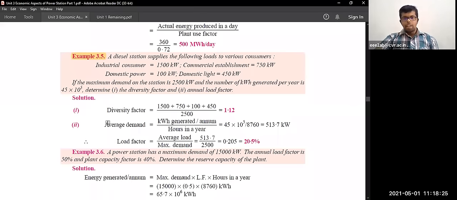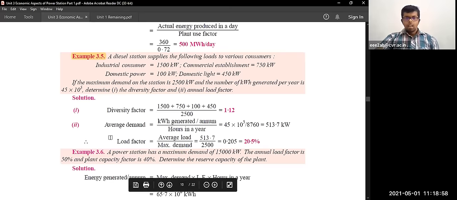Next is average demand. What is the average demand? Unit generated per annum divided by hours in a year. The unit generated per annum is given, 45 into 10 to the power of 5, divided by hours in a year, 24 into 365, that is 8760. If you calculate directly, you will get 513.7 kilowatt. That is the average demand.